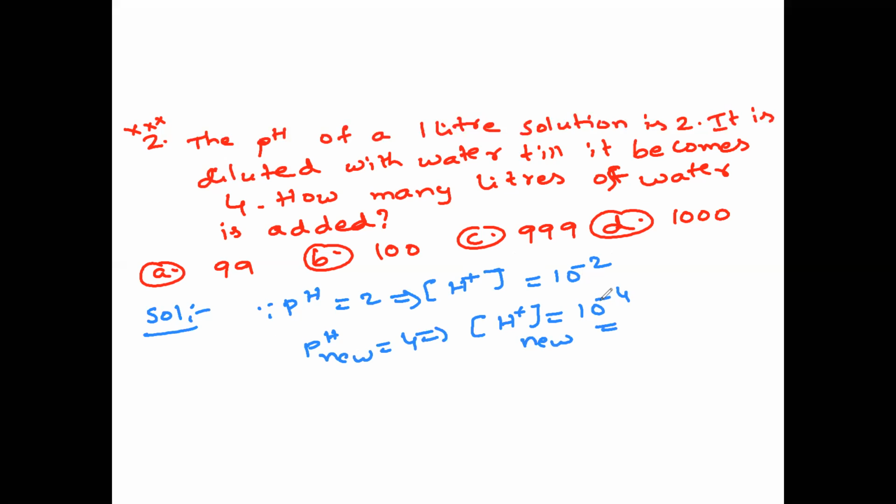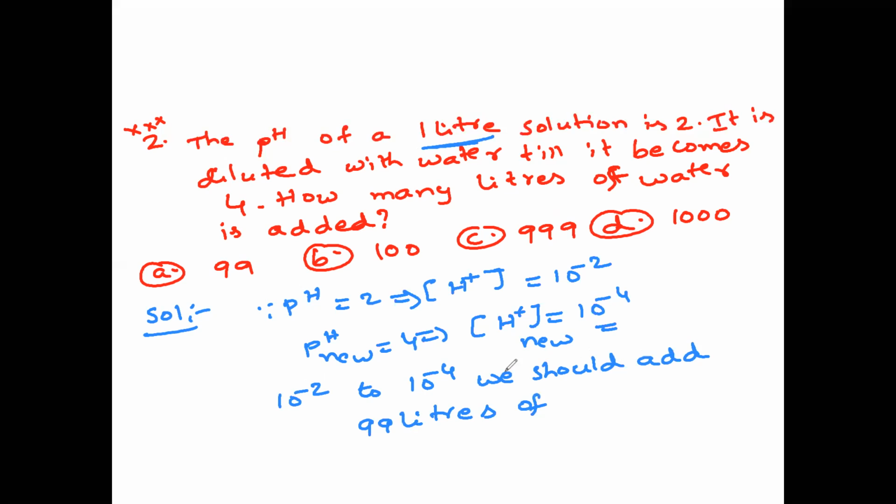So from 10 to the power of minus 2 to 10 to the power of minus 4, it should be diluted 100 times. But already 1 liter is there. So to go from 10 to the power of minus 2 to 10 to the power of minus 4, we should add 99 liters of water only. Very, very typical question. Because it's 1 liter, no one will see that in the question. But here 1 liter is already there. So 99 liters of water should be added. So the answer is the first option.